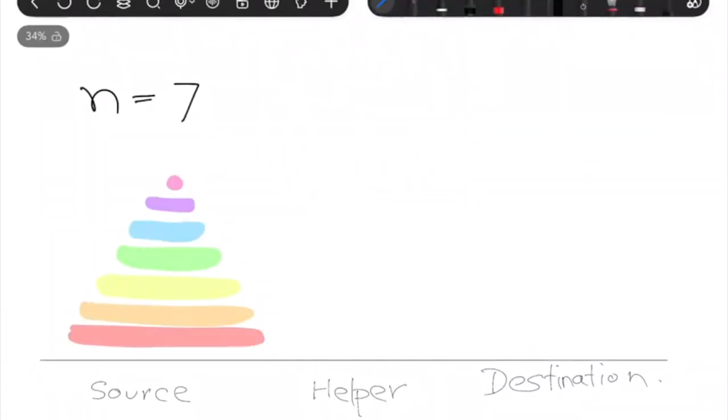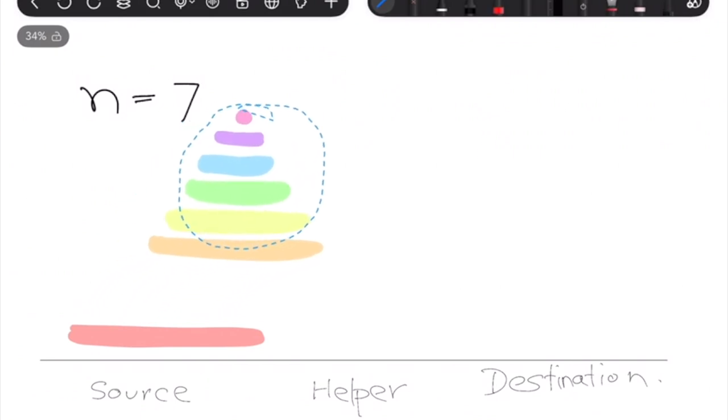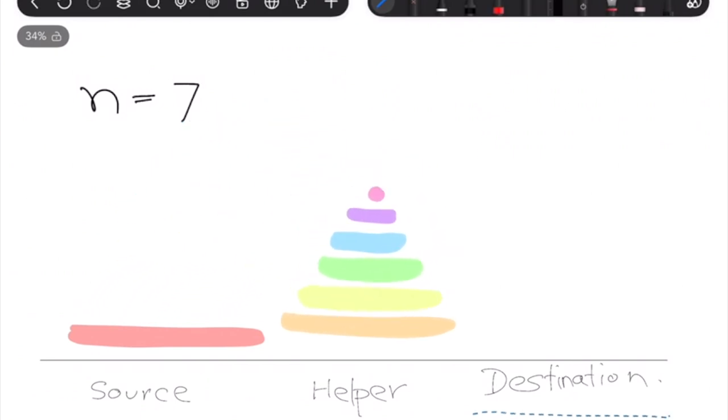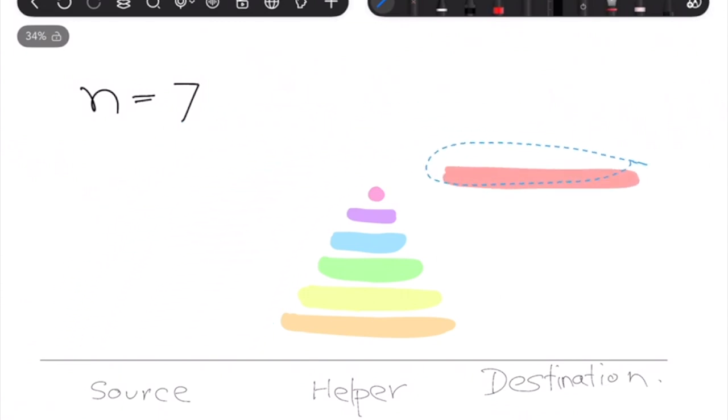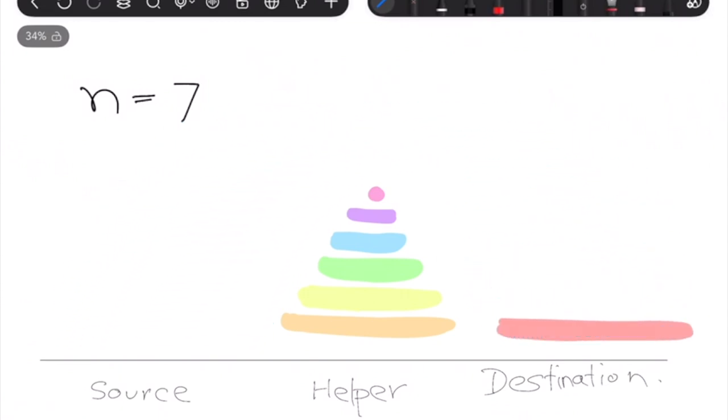The core logic to solve this question is to move n minus 1 rings, that is 6 rings in this case, from source to helper with the help of destination, and move finally the largest, that is the 7th ring, directly to destination. Next, we have broken this question into a subproblem, that is, now our new n is 6 and this is our new helper and this is our new source node. Again, we need to repeat.